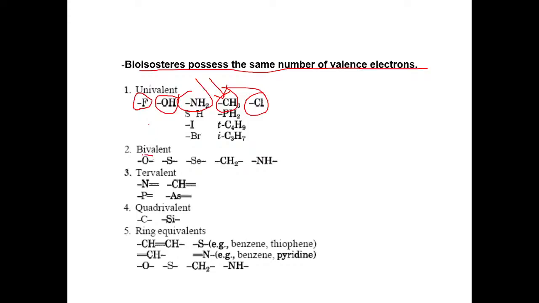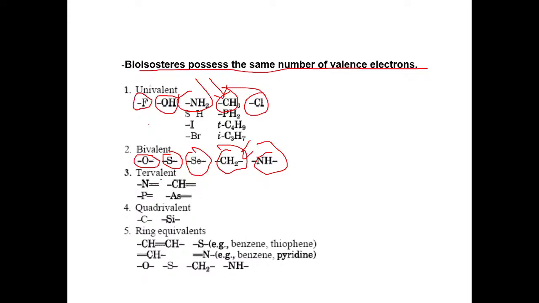Bivalent replacement: oxygen can be replaced with sulfur or selenium, CH2 or NH. Again, replacing with NH or sulfur, it will have similar physicochemical properties, but when you replace it with CH2 or selenium, it will have broadly different physicochemical properties.